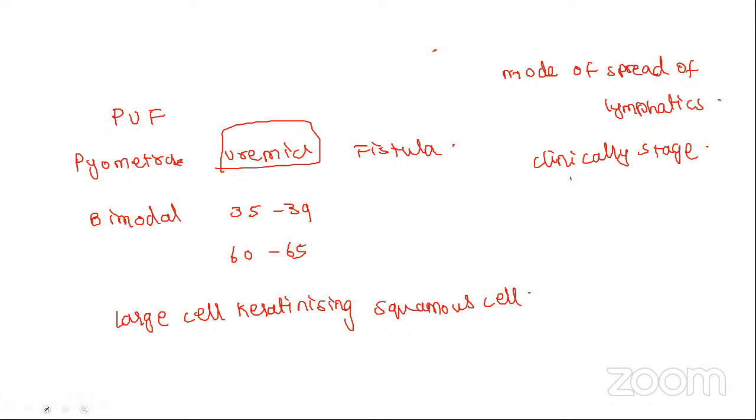Management, I'll tell you a very simple funda for remembering the management. Just a quick revision. Staging starts from stage 1A1. Keep A1 constant. After 1, what is the next number which we get? 2. So management from 1A1 to 2A1 is surgical management.